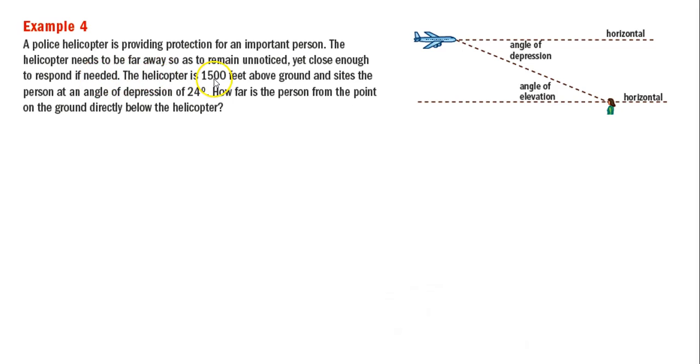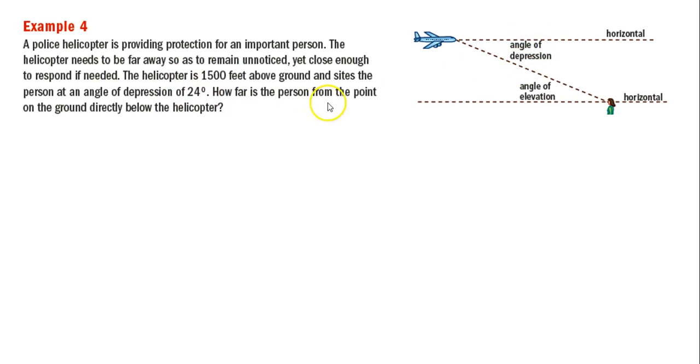Now, the helicopter is 1,500 feet above the ground and sights the person at an angle of depression of 24 degrees. That's what this picture is here. Angle of depression is from the helicopter. It's a plane in this picture, but just to illustrate what the angle of depression is. The angle of depression is right here. So straight horizontal from the ground, parallel to the ground. The line of sight from the helicopter to the person forms the angle of depression. So this angle is going to be 24. We'll have a picture in just a second here.